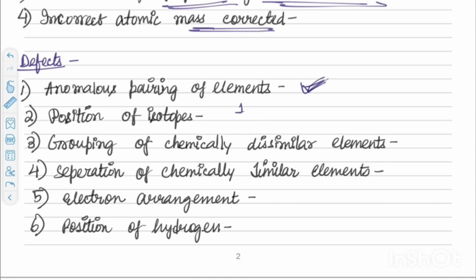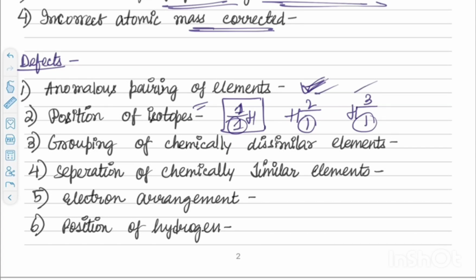Position of the isotopes. Isotopes, those who know, I already have a video on my channel. Also, I'm telling in short: hydrogen H-1, H-2, H-3. Elements which have the same atomic number but different atomic masses are known as isotopes. Hydrogen has only one position in the periodic table, but the other isotopes have no position. So the position of isotopes could not be fixed.